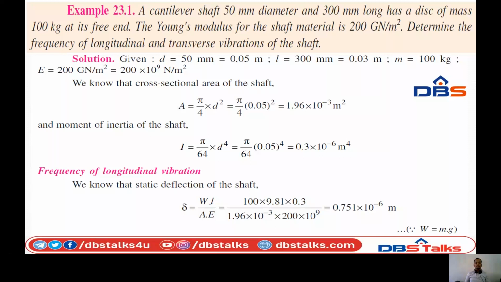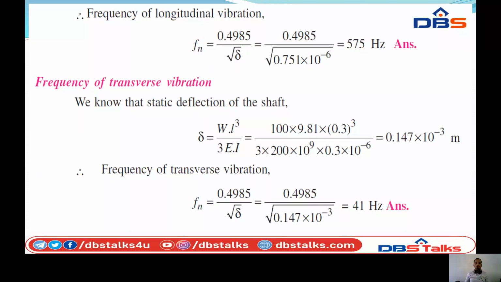So 0.4985 by square root of 0.147 into 10 to the power of minus 3 is equal to 41 Hz. This is the value we finally received. So in this simple manner, the problems will be asked in the examination.